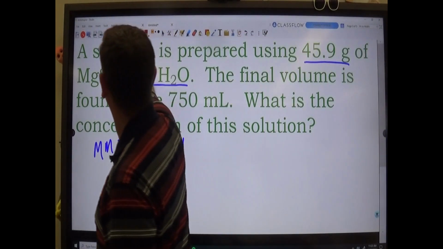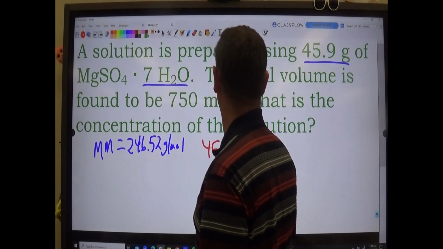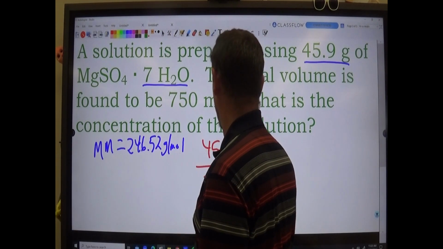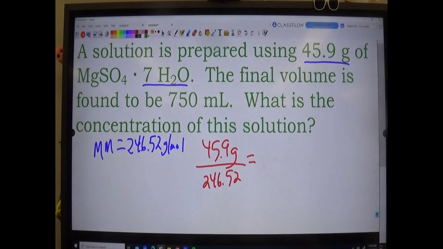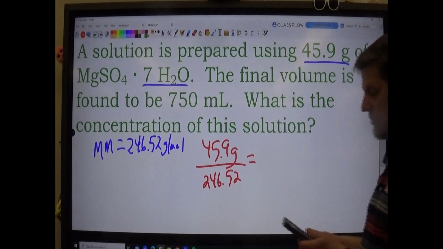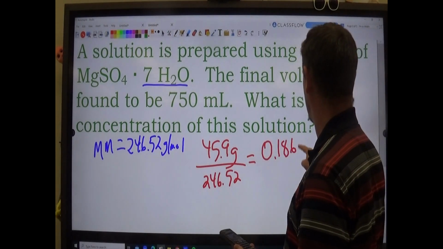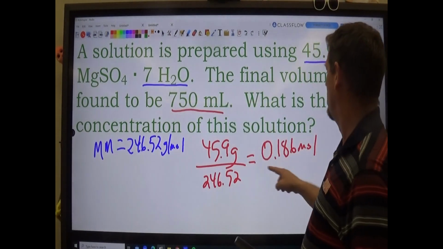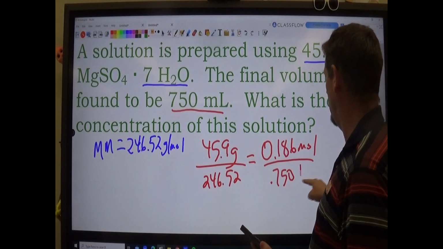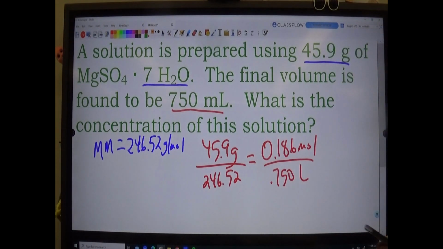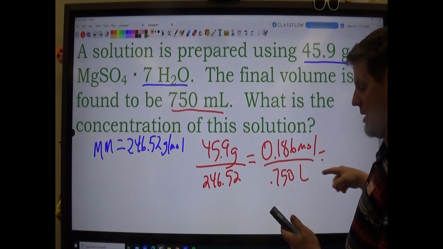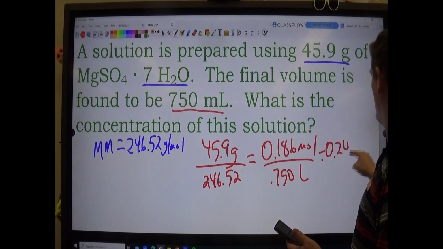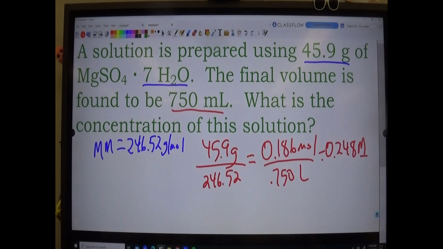So the first thing I have to do is I'm going to take my 45.9 grams that was given, and I'm going to divide by the molar mass, 246.52. This is going to tell me how many moles of stuff I'm beginning with. So 45.9 divided by 246.52, that gives me 0.186 moles. Easy. Convert grams to moles, done. Divide by the volume, milliliters. 750 milliliters is 0.75 liters. And my molarity, moles divided by volume, is 0.248 molar solution. All right? Take the grams, convert to moles, divide by liters of solution.